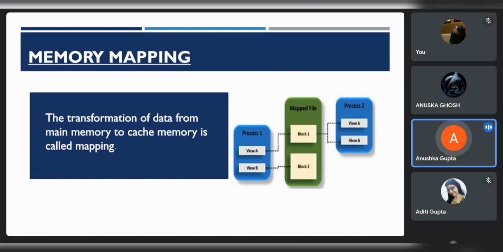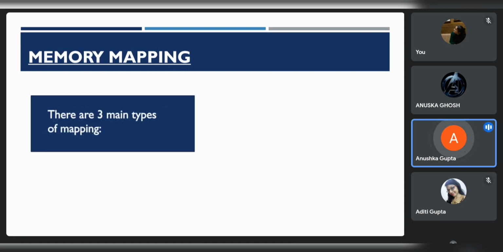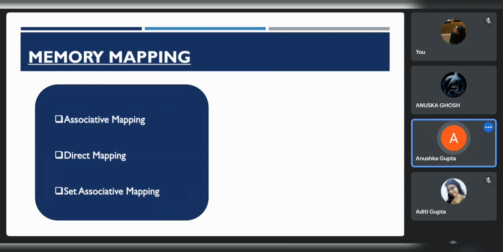I am Anushka Gupta and I will discuss memory mapping. It is done when we transform data from main memory to cache memory, and it's also a mechanism that maps a portion of a file on disk to a range of addresses within an application address space. There are three types of mapping. They are associative mapping, direct mapping, and set associative mapping.